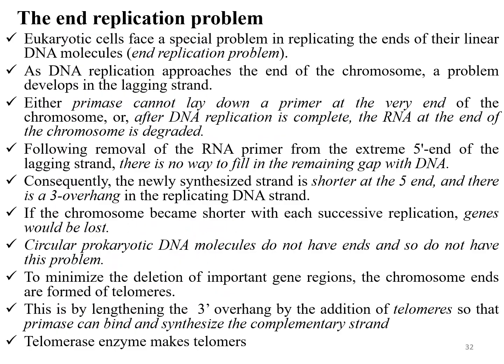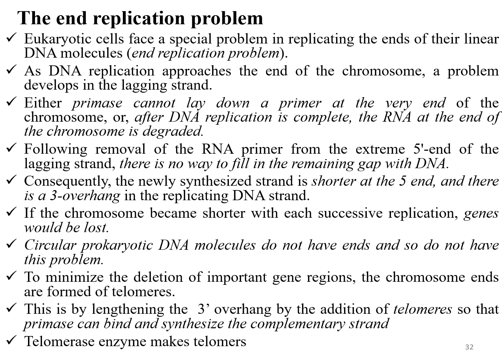So, what would happen in eukaryotic DNA replication? There is one problem. That problem is known as the end replication problem, and it can be solved by telomeres. Let's see what the problem is and how it is created. A eukaryotic cell faces a special problem in replication at the ends of its linear DNA molecules, the end replication problem. As DNA replication approaches the end of the chromosome, the problem develops in the lagging strand.